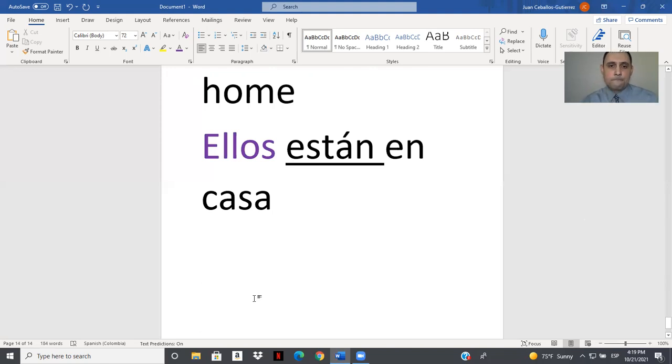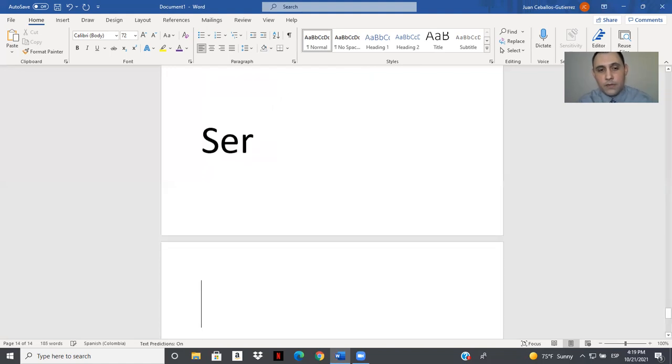So remember that the subject of the sentence does not agree with the verb. It's the other way around. The verb needs to agree with the subject. So in other words, if the subject is third person plural, the verb needs to be conjugated in the third person plural. Now, the verb ser is an irregular verb. What is an irregular verb? An irregular verb is that one that does not follow any rules.